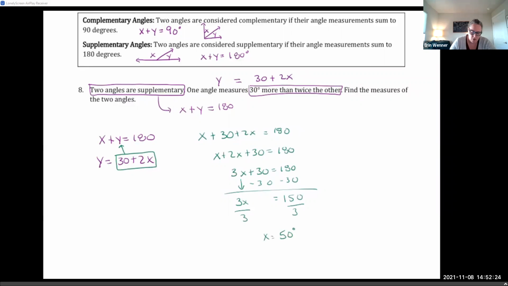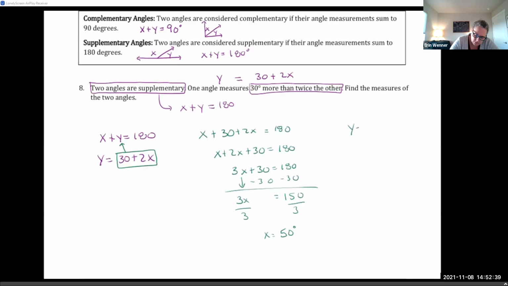So then we want to solve for y. There's two ways we can do it. We can do 50 degrees plus y equals 180, right? And then subtract the 50 off, or we can use that second equation where y is already isolated, plugging 50 in for x. 2 times 50 is 100, and I get 130 degrees for y.